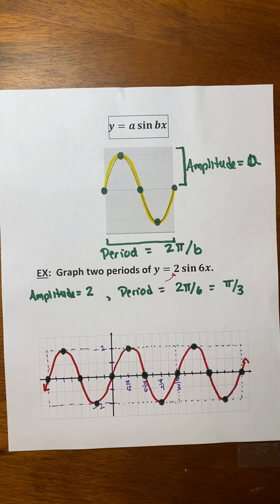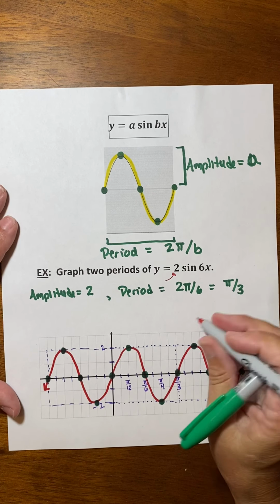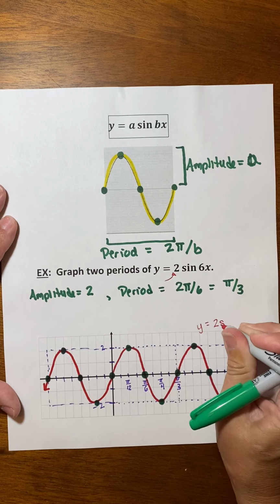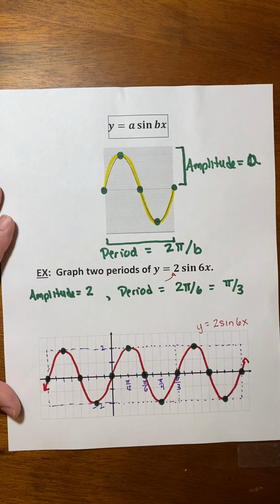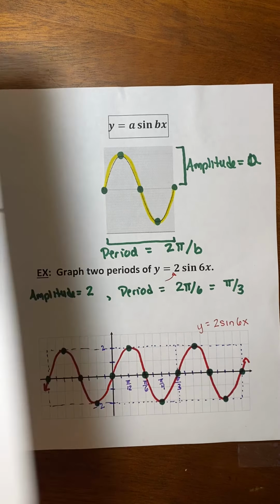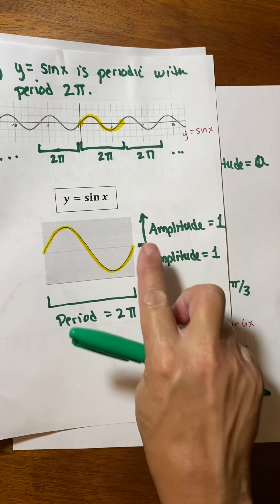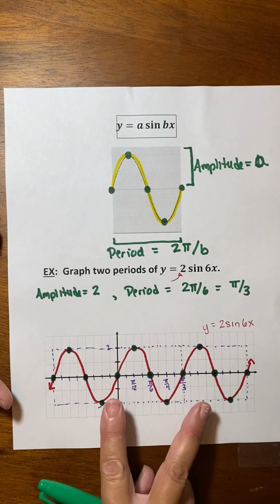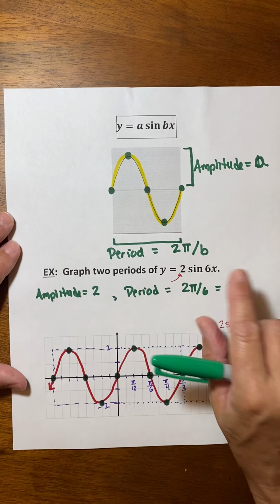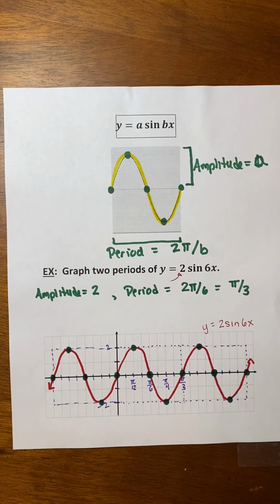So this would be the graph of y equals 2 sine of 6x. So previously it took a whole 2 pi to repeat 1 period. Now it's only taking pi over 3. So the larger the number in here, the quicker this thing repeats itself.